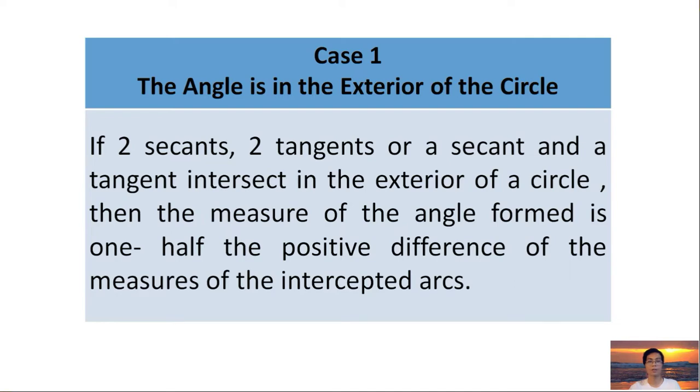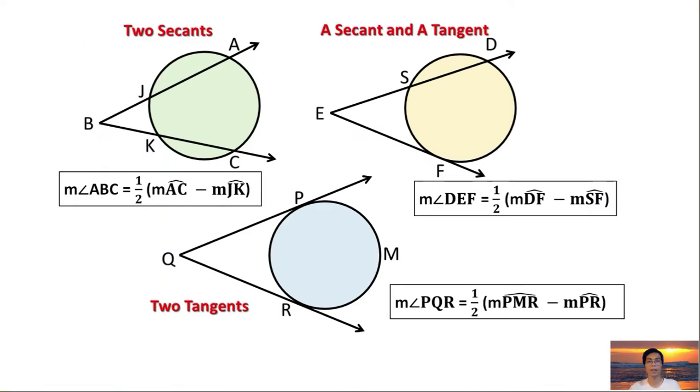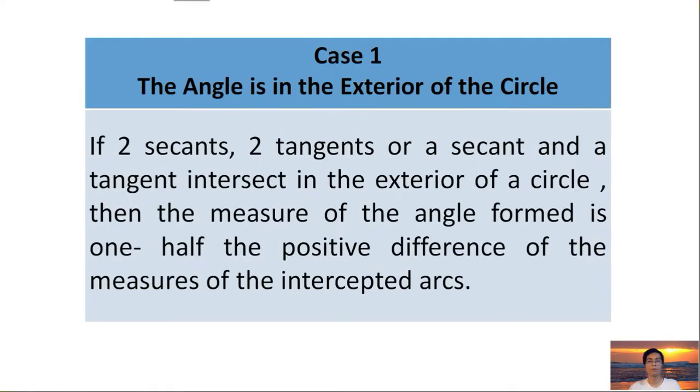If two secants, two tangents, or a secant and a tangent intersect in the exterior of the circle, so ganito po yung itsura niya. Dalawang secants na nag-intersect sa exterior ng isang circle, a secant and a tangent, ito naman po itsura, and two tangents, ganito naman ang kanyang itsura. So ano po ang binabanggit? If two secants, two tangents, or a secant and a tangent intersect in the exterior of a circle, then the measure of the angle formed is 1/2 the positive difference of the measures of the intercepted arcs.